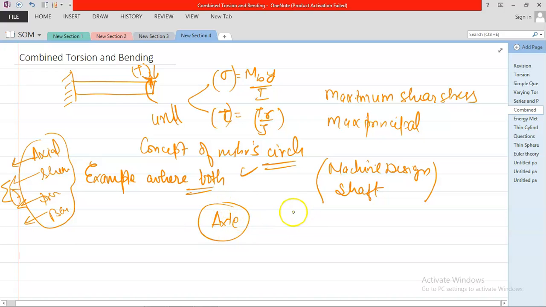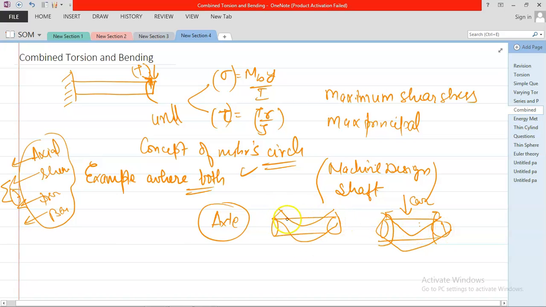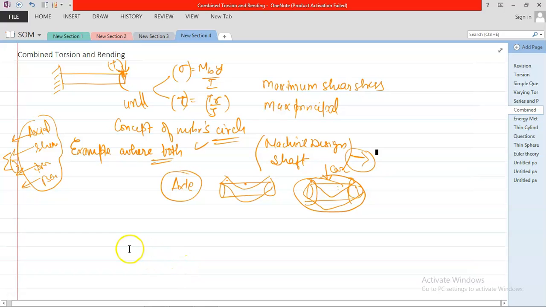Now I would like to explain one thing. Suppose you also know the axle in a vehicle. The axle is provided just for support, and that will create a bending moment. So the axle only has a bending moment; it is not getting any torque. But your shaft needs to be designed in both ways. So you need to learn how to take combined torsion and bending.